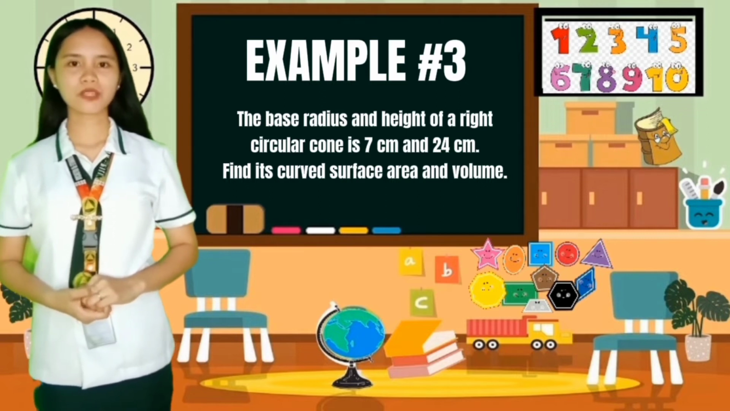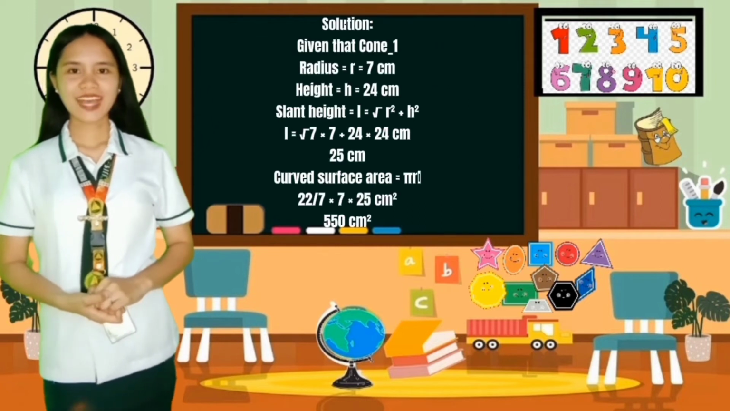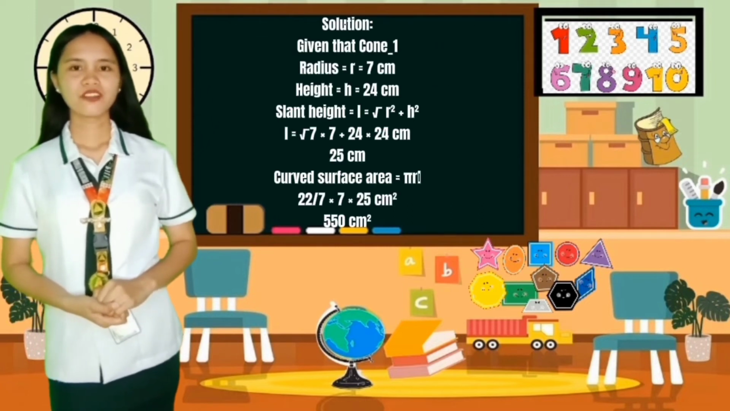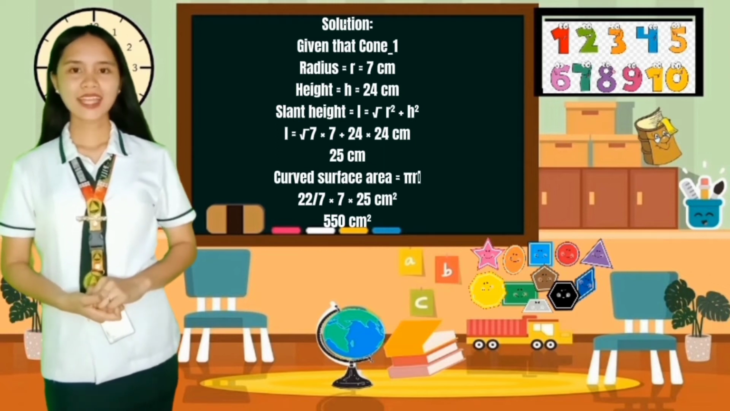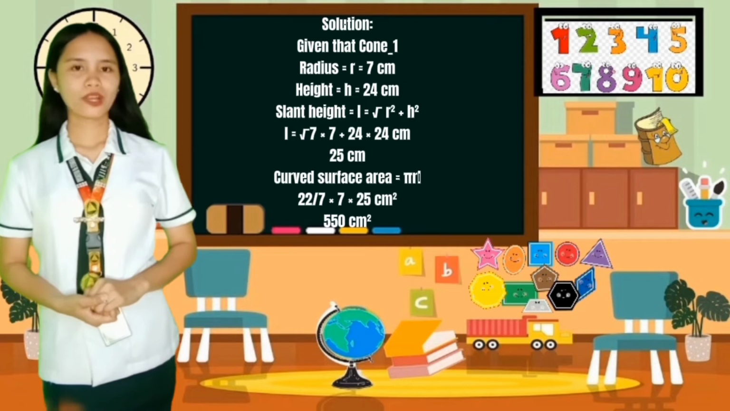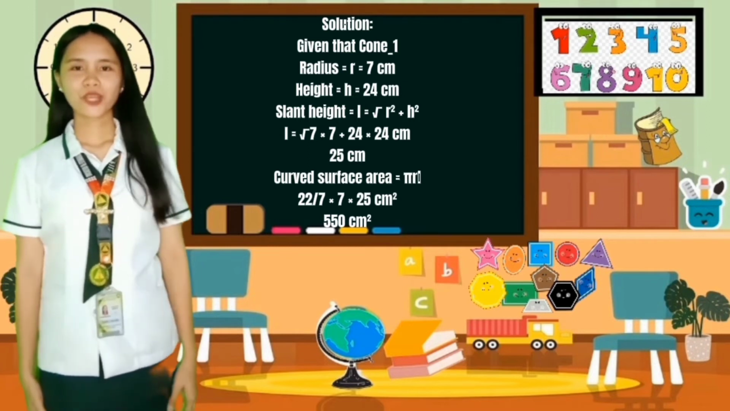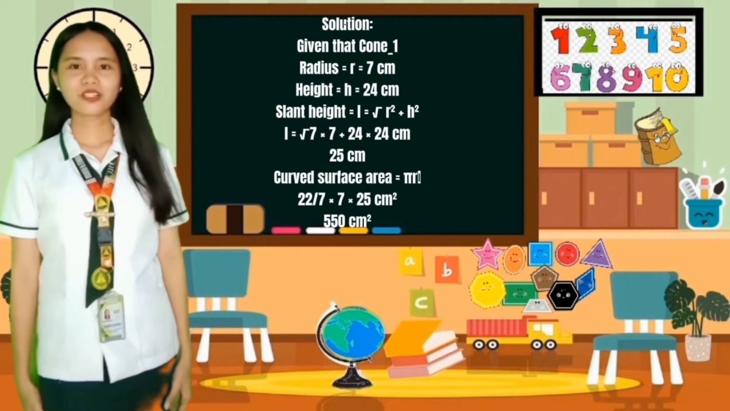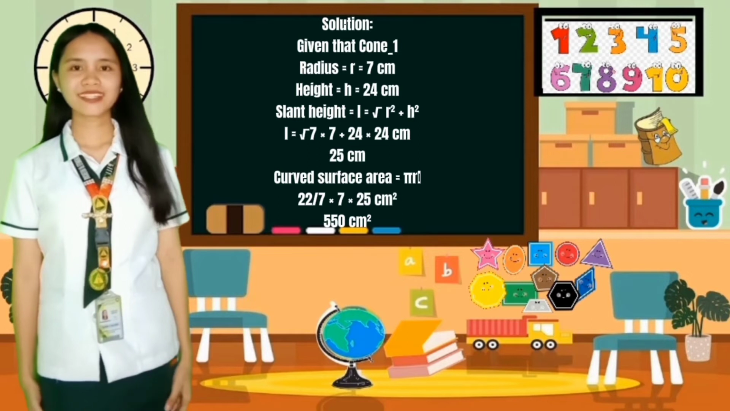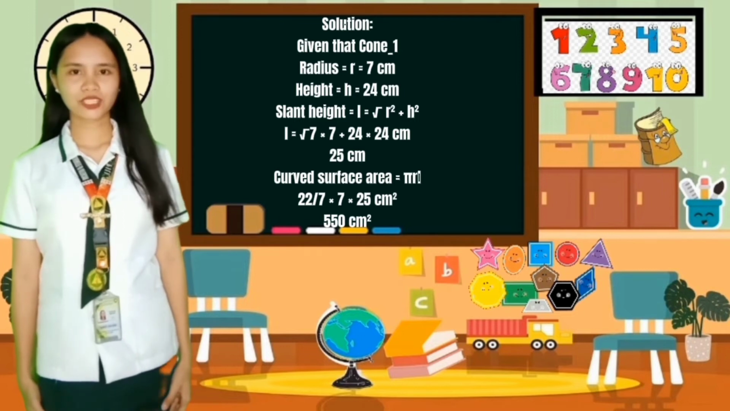For example number 3, the base radius and height of a right circular cone is 7 cm and 24 cm. Find its curved surface area and volume. Given that the cone's radius is R equals 7 cm, height is H equals 24 cm, slant height L is equal to the square root of R squared plus H squared, so L is equal to the square root of 7 times 7 plus 24 times 24 cm, which is 25 cm.